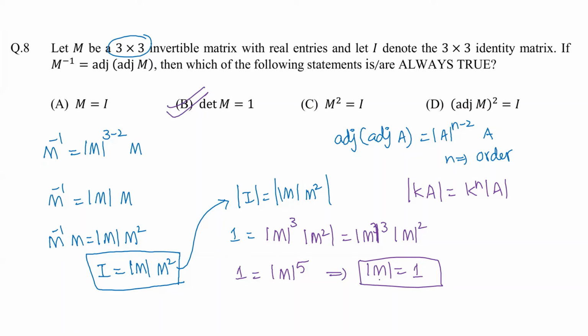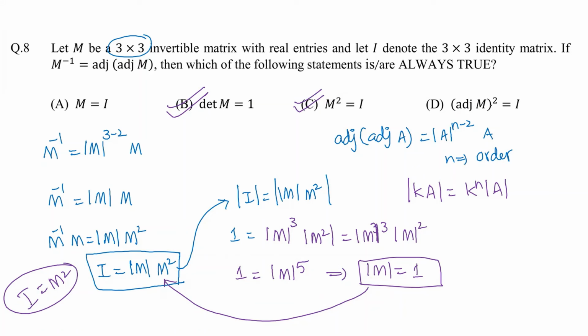So now once we got option B, we can directly put it back into the relation that we had here. I is going to be equal to det M into M square, and where we are going to put det M equal to 1, and that is going to give you another relation which says I is going to be equal to M square. So that is also one of the answers that we got. So M square equal to I. So option C is going to be the right answer here.